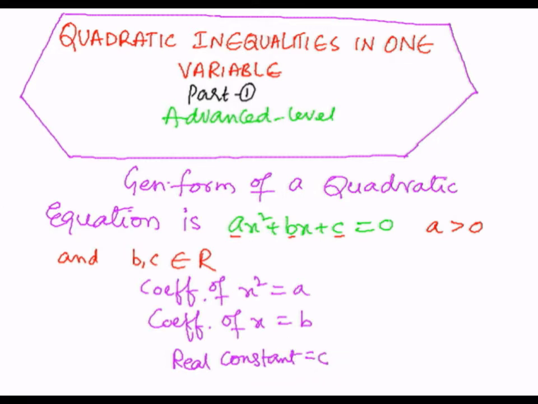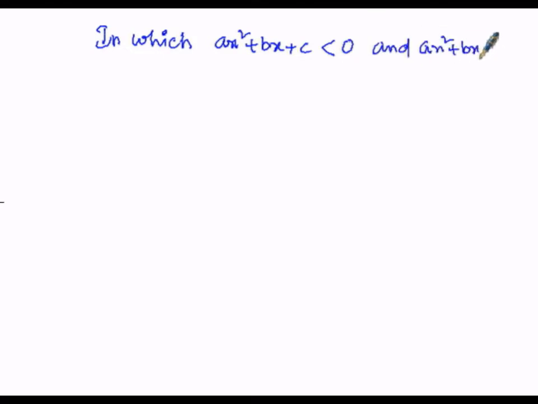Then ax square plus bx plus c less than 0 and ax square plus bx plus c greater than 0 are said to be inequalities.